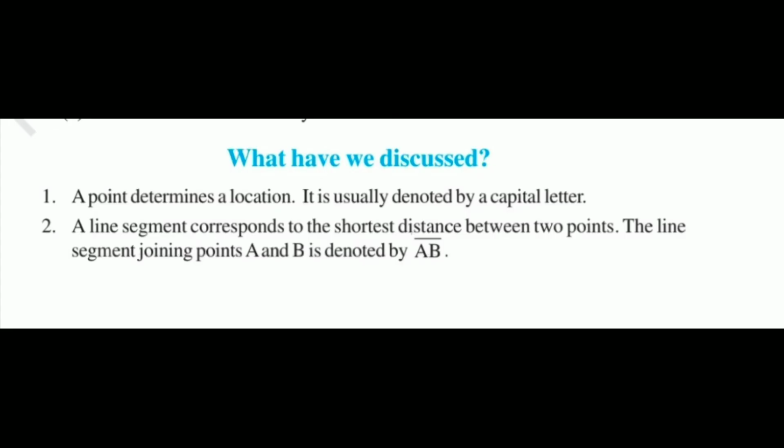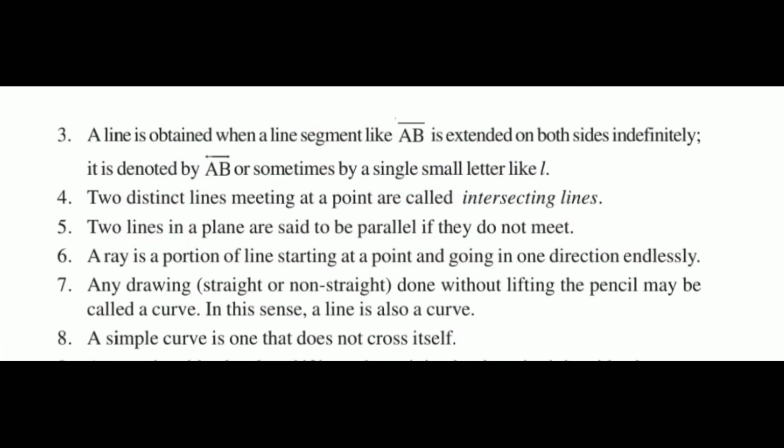So we have finished chapter 4, which is basic geometrical ideas. Let us see what we have discussed in the entire chapter. A point determines a location. It is usually denoted by a capital letter. A line segment corresponds to the shortest distance between 2 points. The line segment joining points A and B is denoted by AB. A line is obtained when a line segment like AB is extended on both sides indefinitely. It is denoted by AB or sometimes by a single small letter like L.